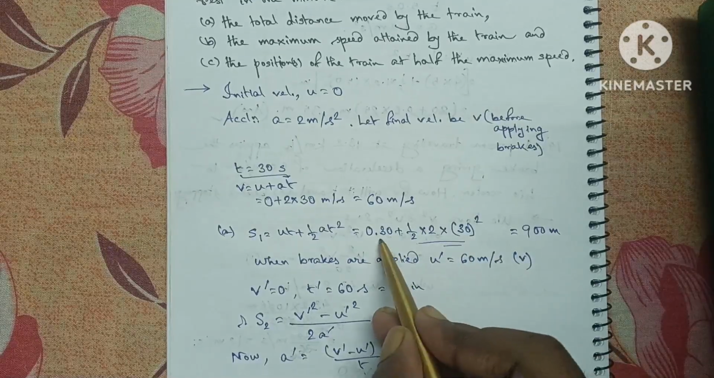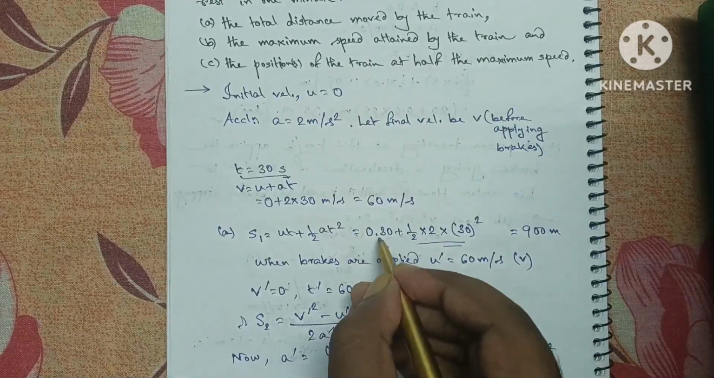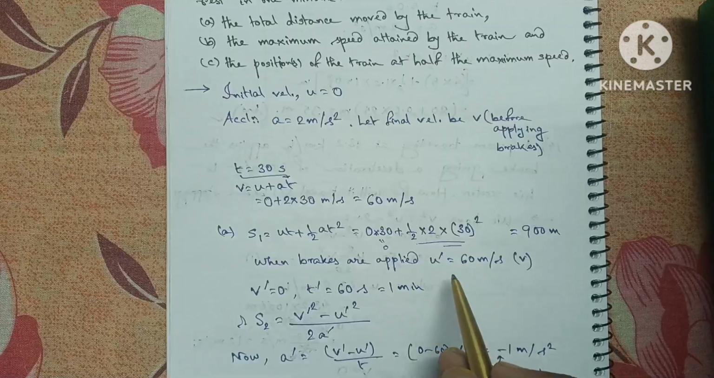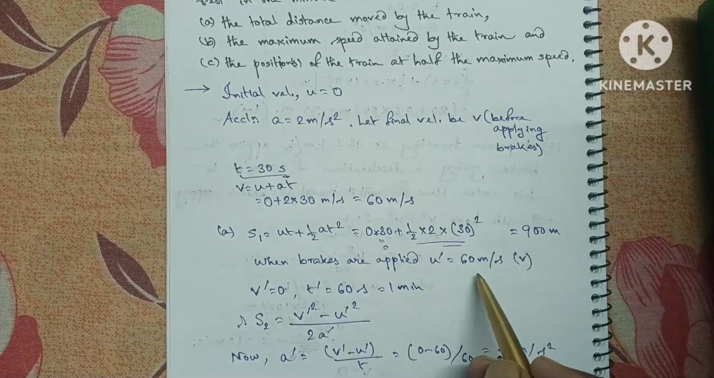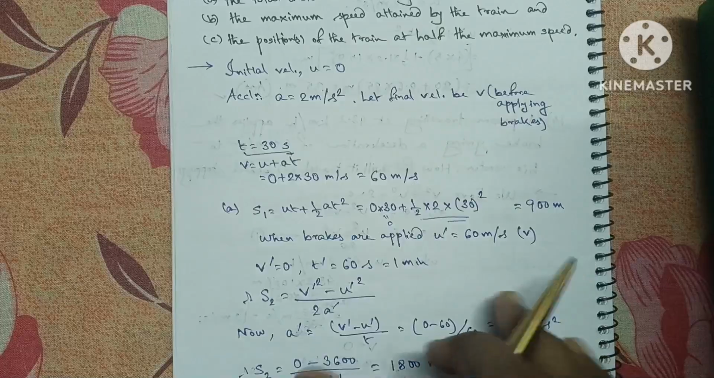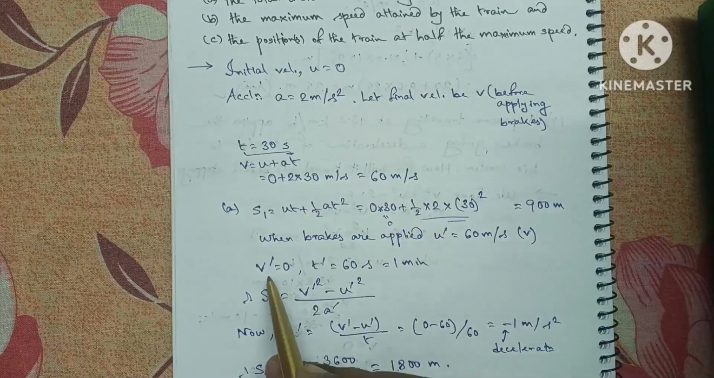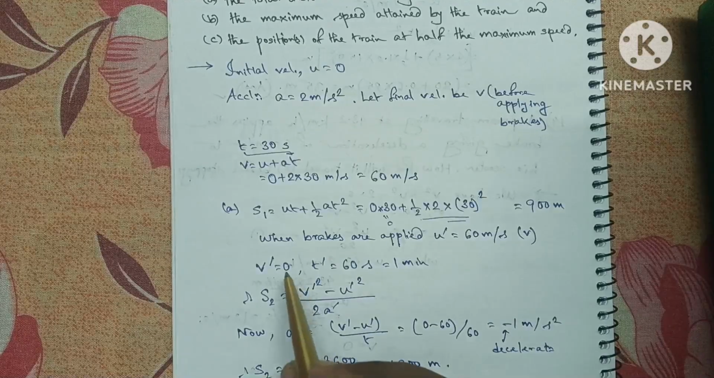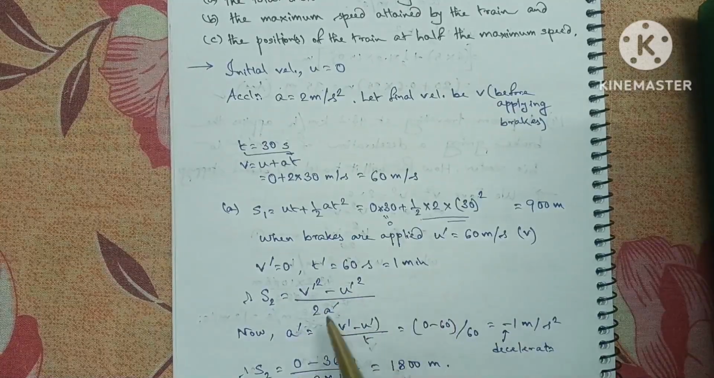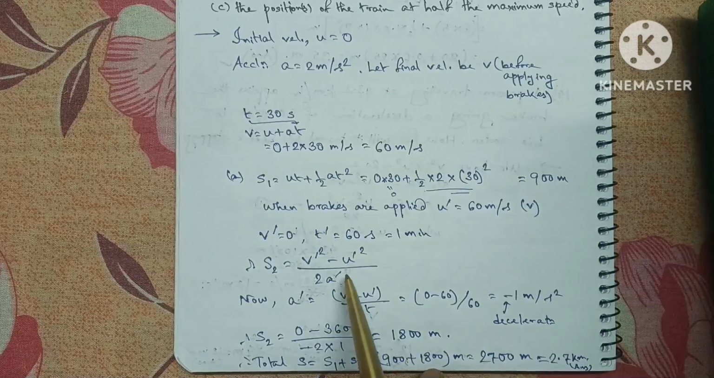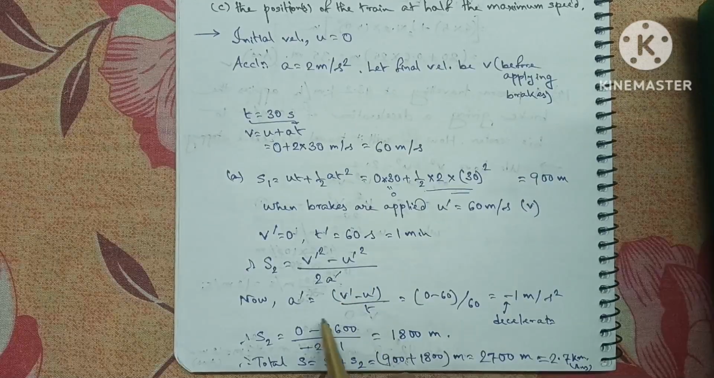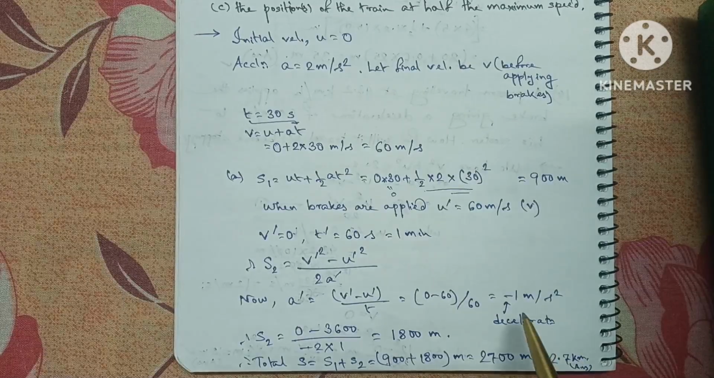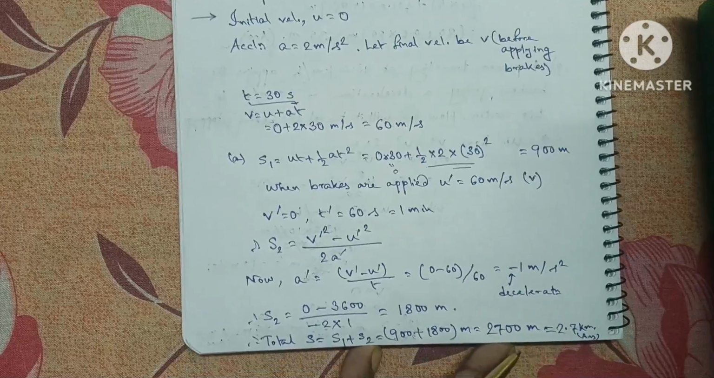When brakes are applied, u prime, which is v, is equal to 60 meters per second. At a later time, v prime is equal to 0 and t prime is equal to 60 seconds. That is when the train comes to rest. So s2 becomes (v prime squared minus u prime squared) by 2a prime. So a prime becomes minus 1 meter per second squared. The negative sign indicates that it is deceleration.